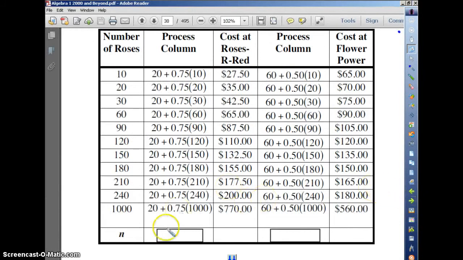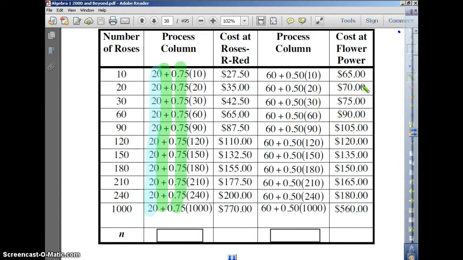Okay, so now we have to figure out what the expression is that goes in each one of these boxes. We're looking for an expression, and this time instead of calling the number of roses 10, 20, 30, 1,000, we're just going to call it n. All right, look in your process column. What numbers never change? It looks like that 20 never changes. The addition sign never changes. And the 0.75 or 75 cents per stem never changes.